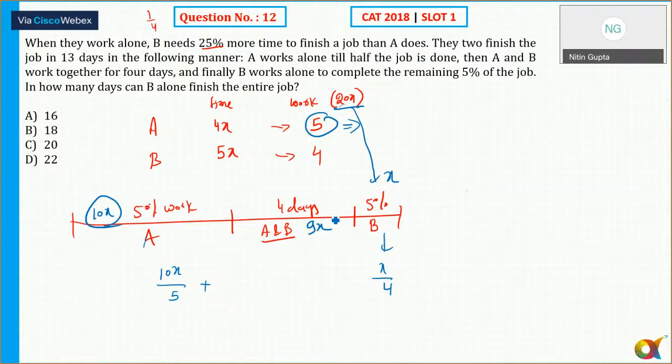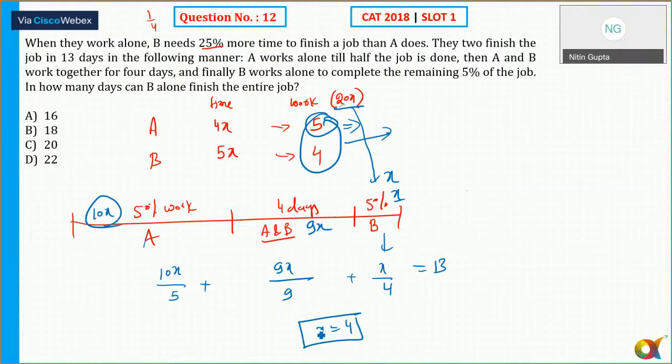Here this is 10x, B is doing x work alone. So the remaining work is now 9x. This work 9x is done by A and B together. A and B together can complete 5 plus 4, 9 units per day. So the time needed is 9x by 9. And this total time is equal to 30. So solve this, you'll get the value of x is equal to 4.